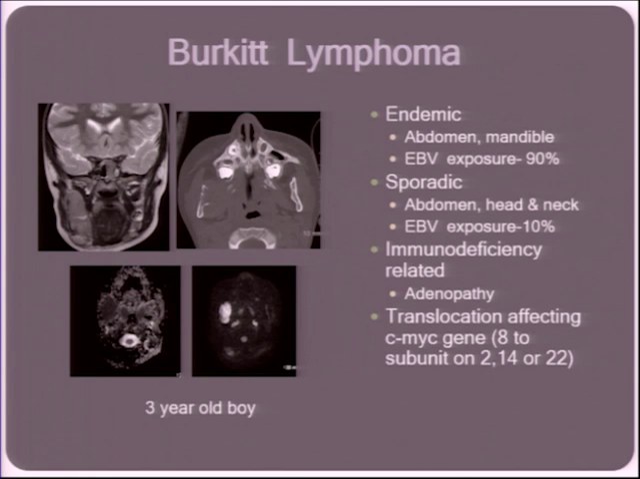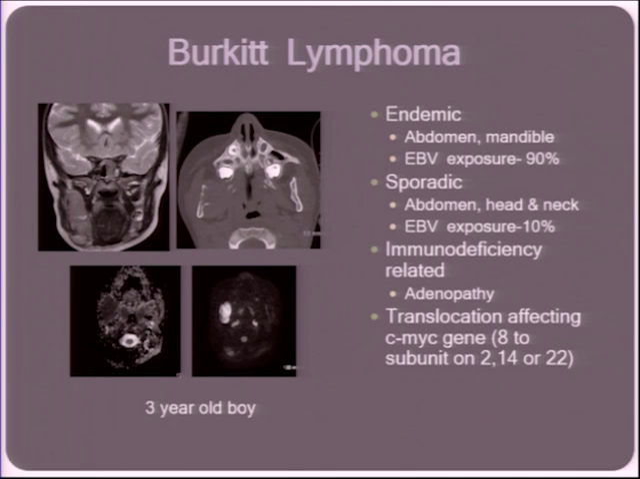And it's also been shown that previous EBV exposure is implicated in the development of these tumors, especially in the endemic type. And it's thought that the EBV virus actually acts as a B-cell mitogen, which increases the population of lymphocytes, which are then susceptible to developing this genetic abnormality.